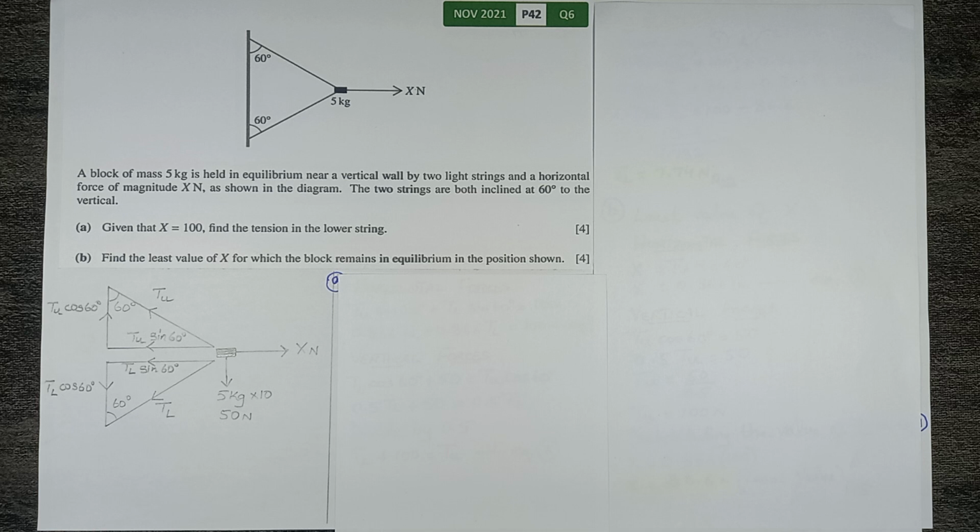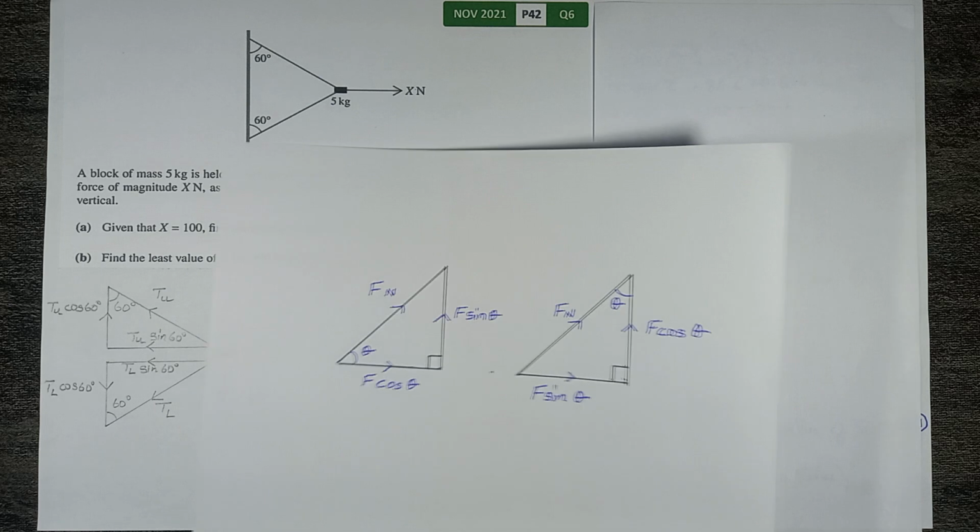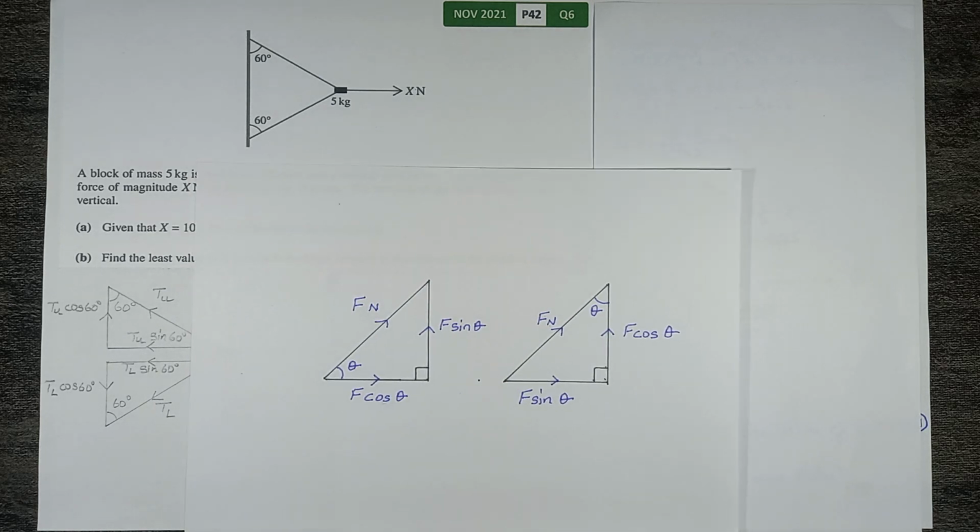Equilibrium means opposite forces are equal, and when we say the opposite forces are equal, that means the opposite horizontal forces are equal as well as the opposite vertical forces are equal. For that, we have to split them up into horizontal and vertical components. But before that, we have to understand what the horizontal and vertical components are.